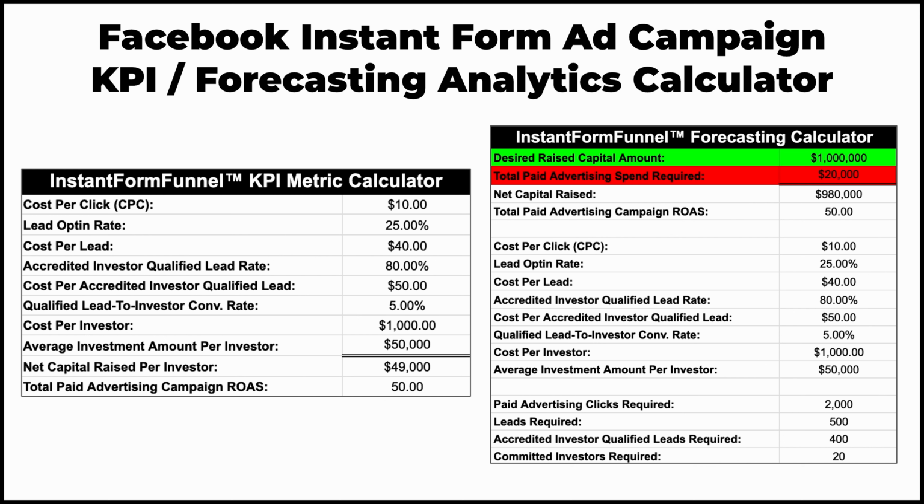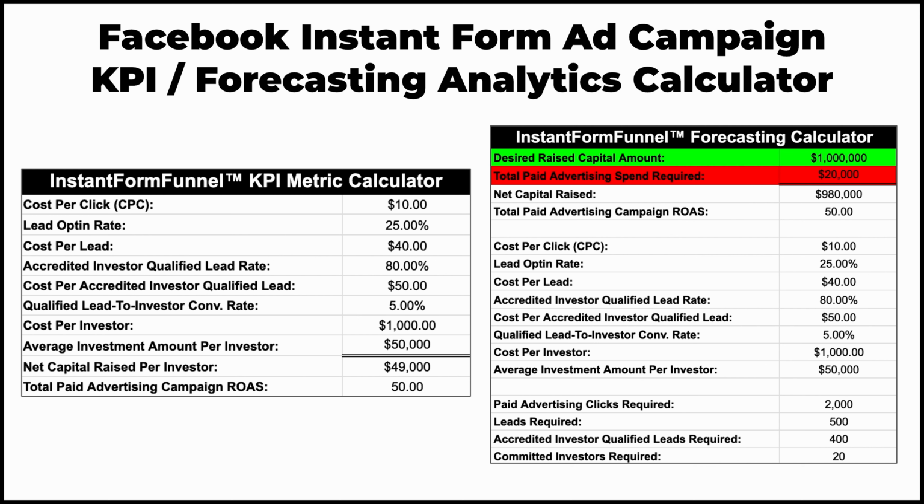So in order to generate that $1 million in capital raised, we need to get at least 2,000 paid advertising clicks. We need to generate at least 500 leads. At least 400 of those leads need to be qualified, and then we need at least 20 committed investors in order to hit our capital raising goals. So we set up this initial forecast and the initial KPI metrics based on our projections.